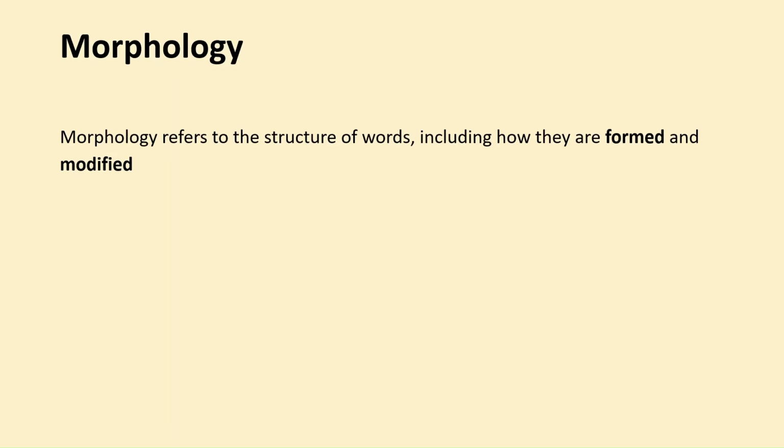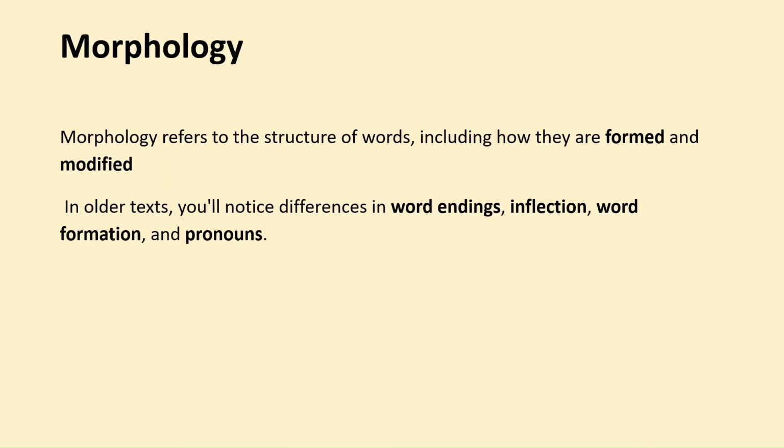Now we'll move on to morphology. Morphology refers to the structure of words, including how they are formed and modified. In older texts, you'll notice differences in word endings, inflection, word formation, and pronouns.